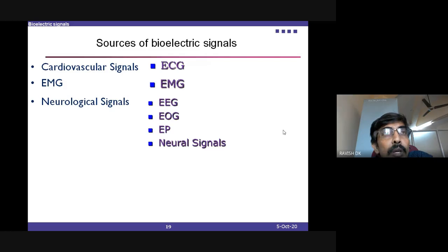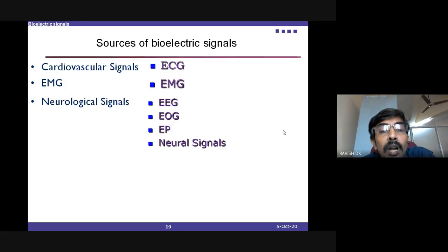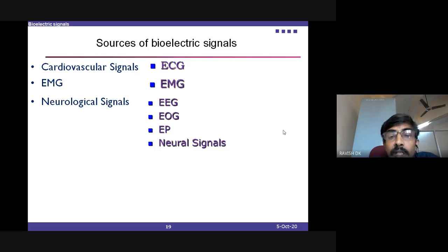Our vision perceptions are there. It is cognition. When we touch a hot object or cold object, or there is any prick or pain, we feel it. That is somatosensory potentials. So in evoked potentials, all these come: auditory, visual, somatosensory. These are called evoked potentials and neuron signals. Then ENG. These are the sources of bioelectric potential.